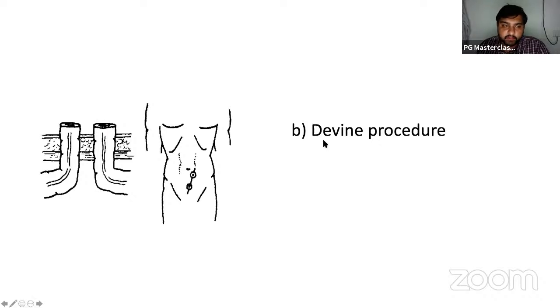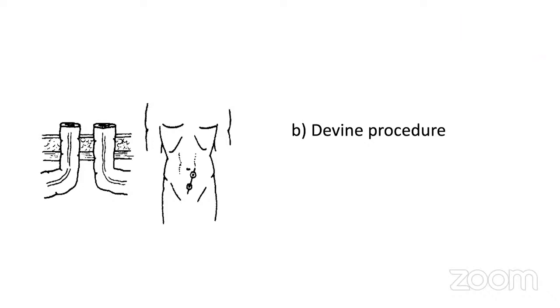And second is the Devine procedure, in which two separate loops are brought out with a skin, subcutaneous and muscular bridge present in between the two exteriorized ends. One end will act as a mucous fistula and one end will act for fecal diversion. In these cases, while closing this stoma, we will have to do it intraperitoneally and go for a laparotomy, sir. So what is the specific indication for this type of procedure?